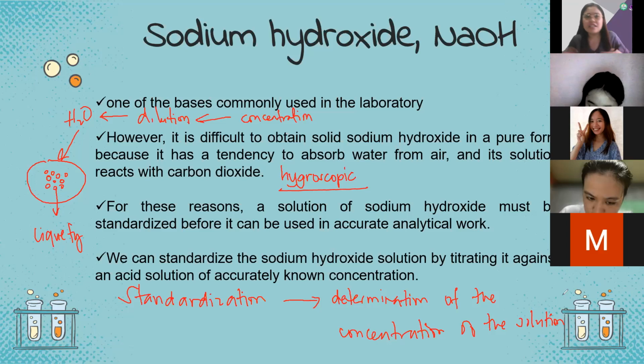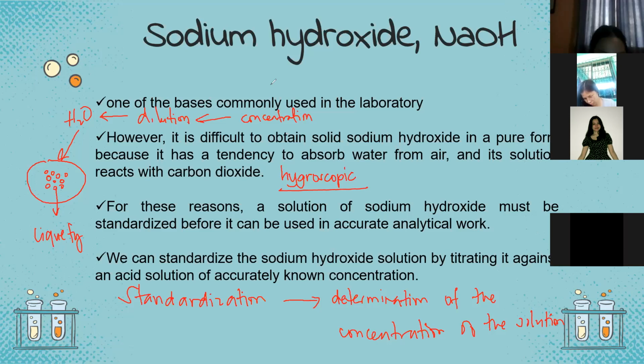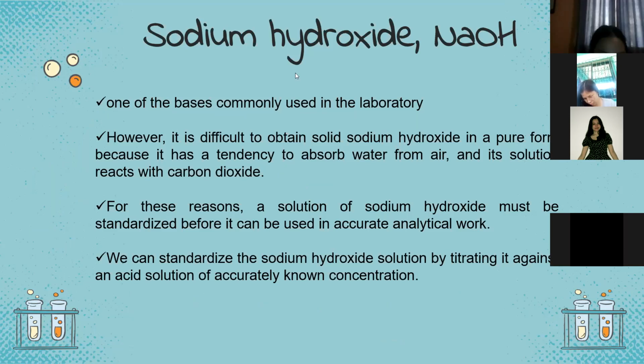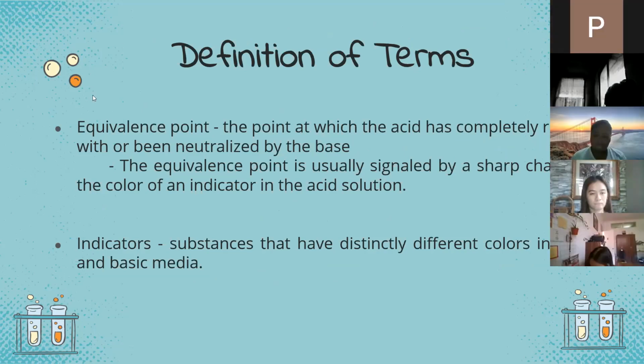So how do we do standardization of our sodium hydroxide? It's through acid-base titration. Because remember, sodium hydroxide is a basic substance. So we will react it with an acid so that we can know its concentration. I hope that is clear. Any questions so far about this? Which part did you not understand? I don't know if you have conducted titration during your high school years, but I will try to explain it until you understand.